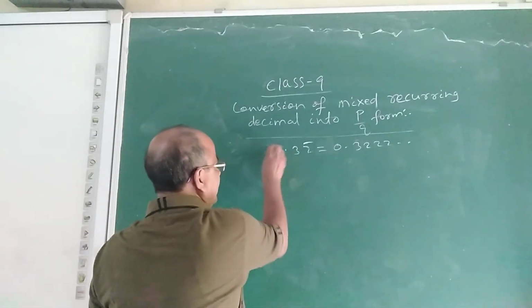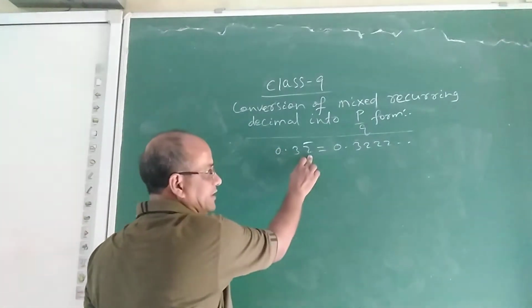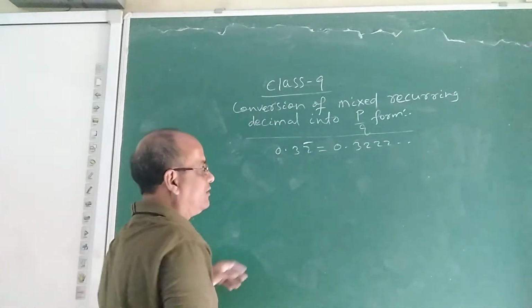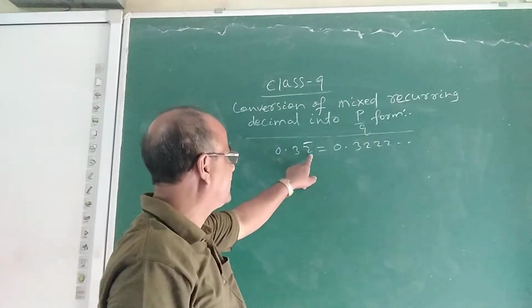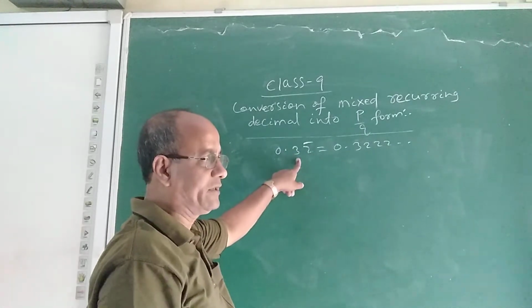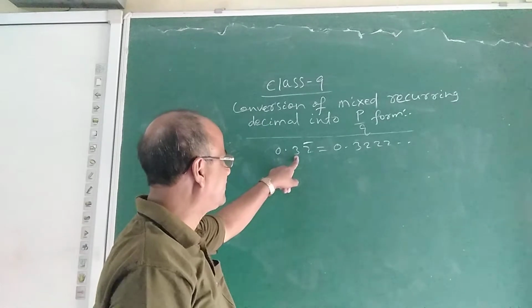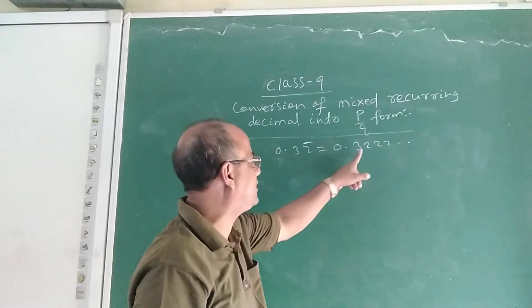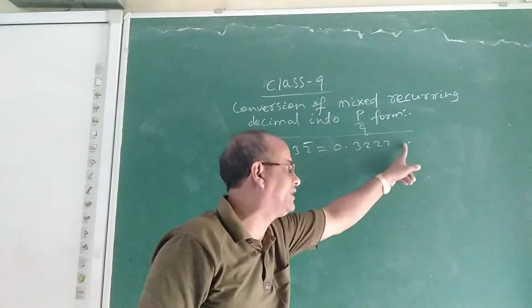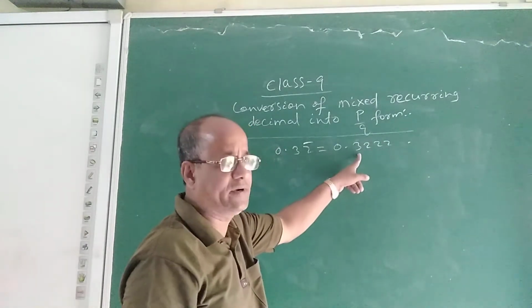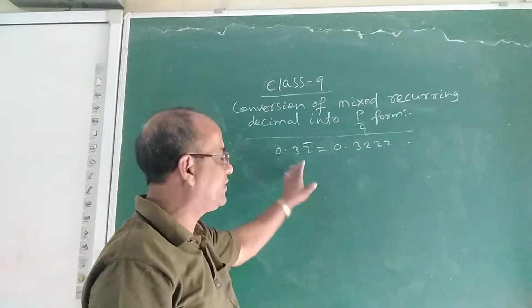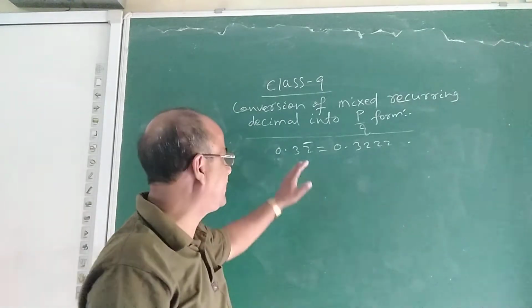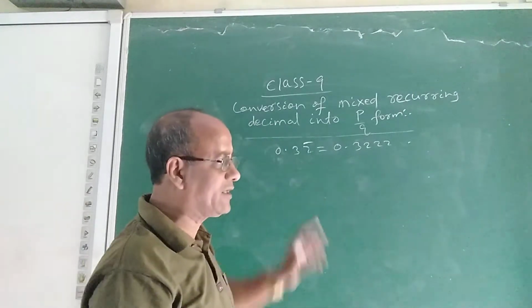Suppose you are given a non-terminating repeating decimal like this, 0.32 bar. Look, the bar is given on top of 2. That means here 2 is repeating and 3 is non-repeating. So it will be written like 0.3222. That means 2 is getting repeated, 3 is the non-repeating digit. So it is no doubt a mixed recurring decimal, and it will definitely be a rational number.